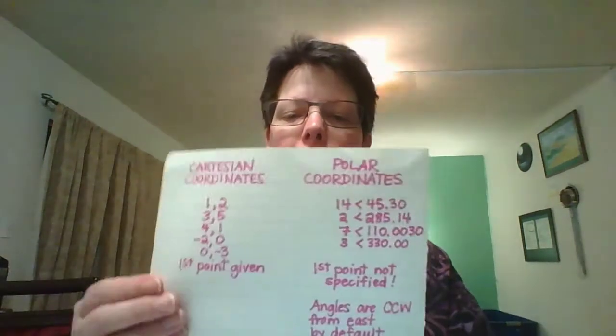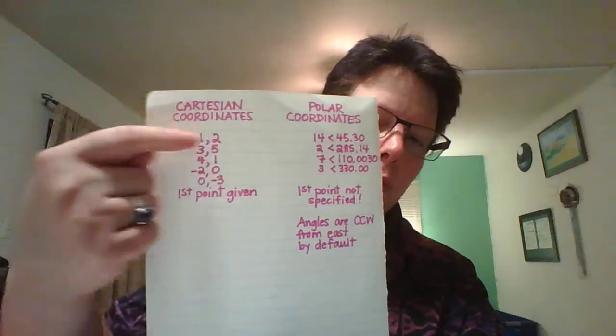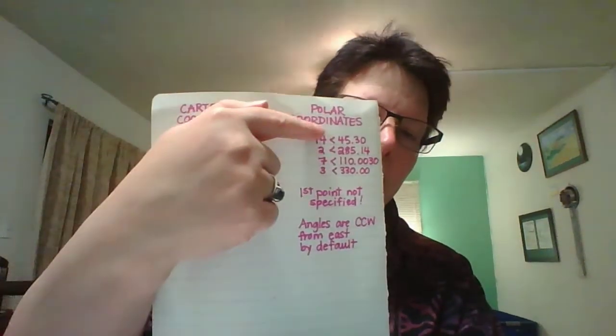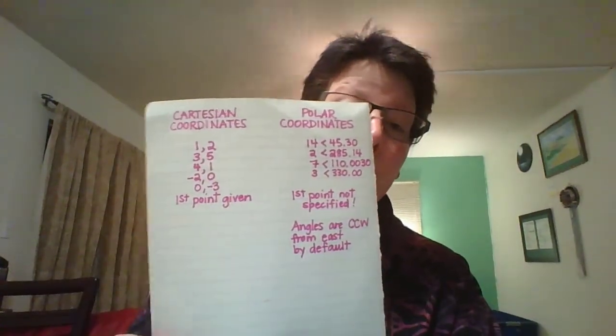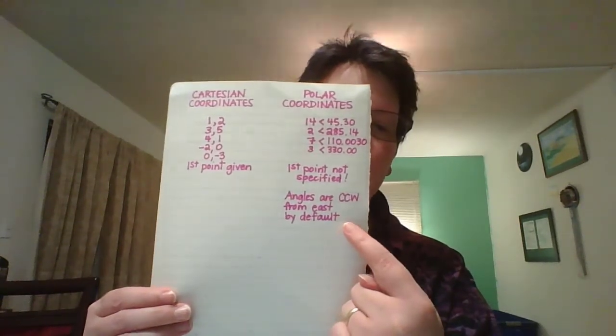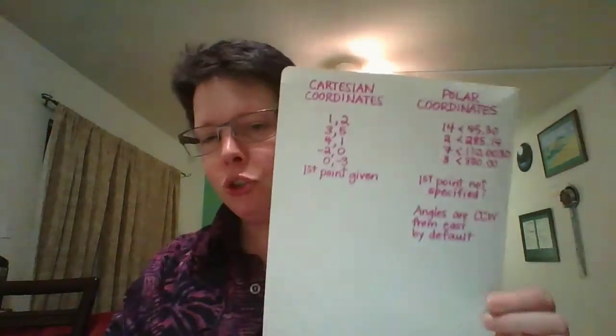So here are my coordinate lists, and you can see there's Cartesian coordinates. The first point is given. Polar coordinates, you can see I don't have coordinates for a starting point, so I'm going to assume 0, 0, which is origin. Remember, angles are counterclockwise from the east by default. You can change that in the units command, but we're not getting there yet. That's like chapter 10 or something like that. So this is what I'm going to draw for you.